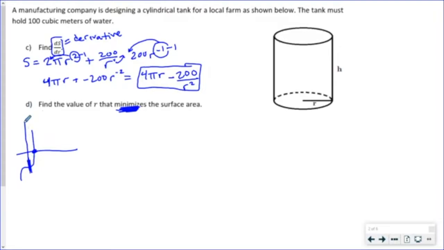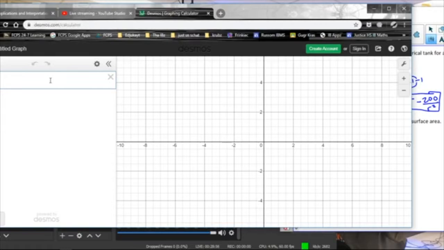Now, just for time's sake, I will go ahead and use Desmos, but you can't do that on the test. You have to use your calculator. So let me get into Desmos. All right, now I'm in Desmos.